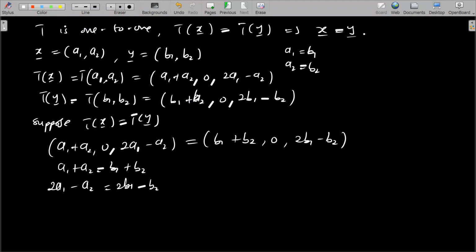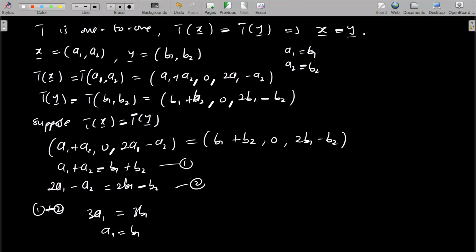Now let's add these two equations. If we add equation 1 and equation 2, what does it give you? It's going to give us 3a1, because if I add these two, I'm going to get 0. Alright, so 3a1 is equal to 3b1. If I divide through by 3, I'm going to have a1 equal to b1.